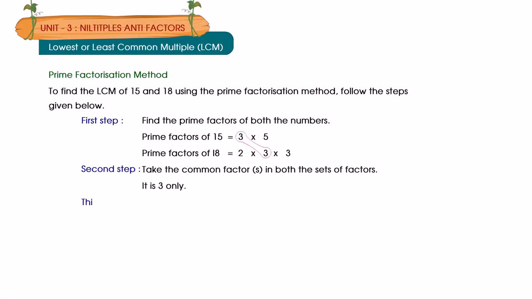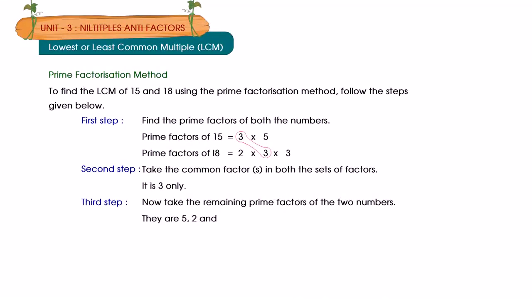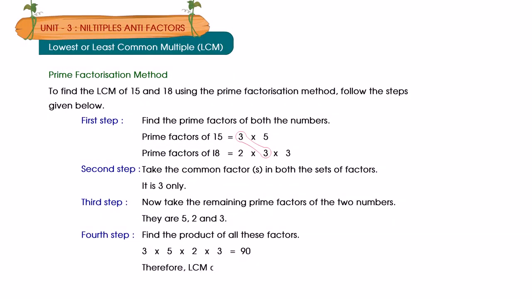Third step. Now take the remaining prime factors of the two numbers. They are 5, 2 and 3. Fourth step. Find the product of all these factors. 3 into 5 into 2 into 3 is equal to 90. Therefore, the least common multiple of 15 and 18 is 90.